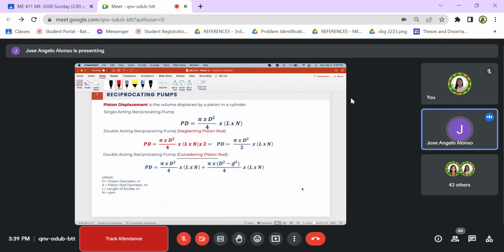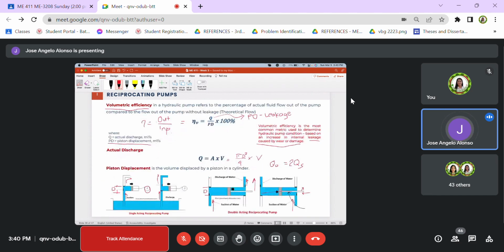Ito natin siya mas i-specify. So the piston displacement, ito nga yung theoretical flow na tinatawag or PD, is the volume displaced by a piston in a cylinder. So para makuha natin ang piston displacement sa reciprocating pump, then we need to multiply pi d squared over 4 times the length ng stroke times the speed, which is in RPM. Length ng stroke is this one.